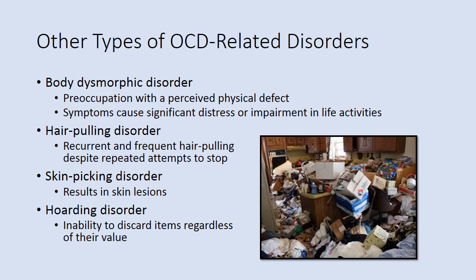Other types of OCD-related disorders are discussed in the text. Body dysmorphic disorder is a preoccupation with a perceived physical defect, and the symptoms cause clinically significant distress or impairment in life activities. People with body dysmorphic disorder are preoccupied with the idea that a part of their body is ugly or defective. They may check themselves constantly or constantly seek reassurance from others about how they look. Many will seek cosmetic surgery, and occasionally individuals may perform surgery on themselves. They may believe others take special notice of them and mock them because of how they look.